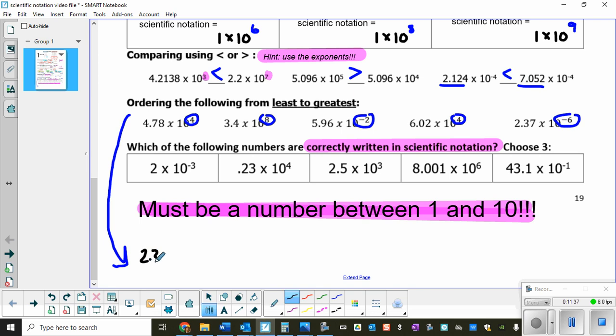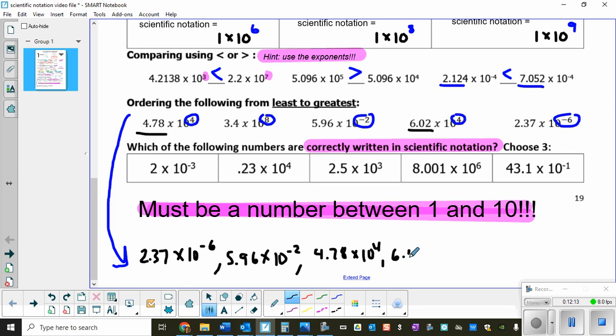So the first one we're going to have is 2.37 times 10 to the -6. That one's the smallest. All right. Now we do have a -2 here, so we've got 5.96 times 10 to the -2. So we've taken care of the negative ones. Now when we're in the positives, we actually are tied here at the 4. So because we're tied, we care about these numbers. So I'm going to go with 4.78 times 10 to the 4th, then the 6.02 times 10 to the 4th. And the last one with the 8, so we've got 3.4 times 10 to the 8. So it does work when you're ordering to just simply look at the exponents.